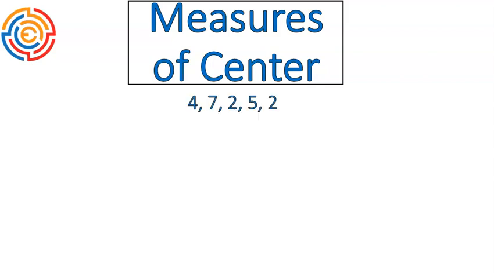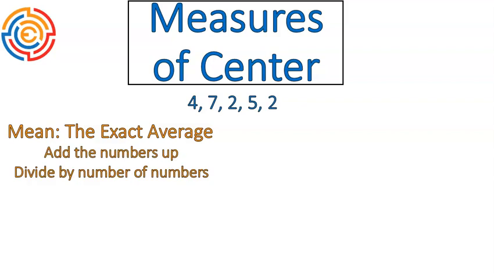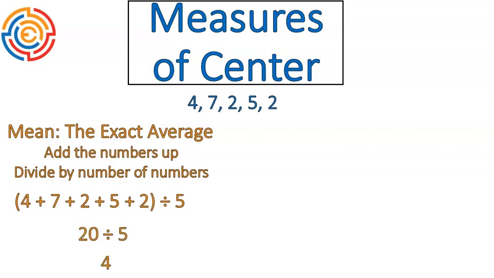I'm going to do this very, very fast. If it's the first you've ever heard of it, this is not a full lesson about it. But here's what they are. The mean is the exact average. You add up the numbers and divide by the number of numbers. So with this list I have here, 4, 7, 2, 5, 2, I would add up those numbers and divide by 5. 20 divided by 5 is 4. So the average of those numbers is 4.